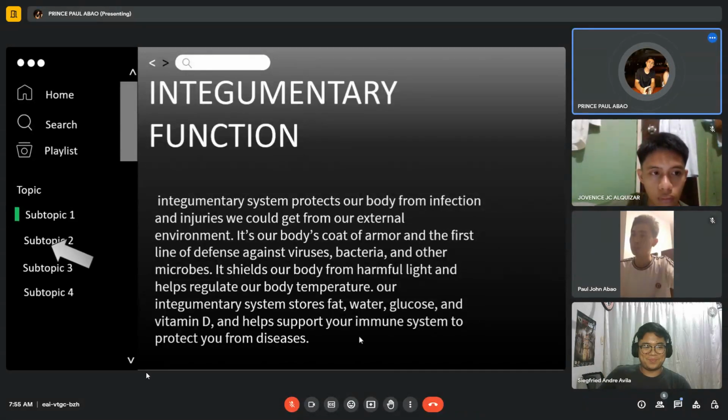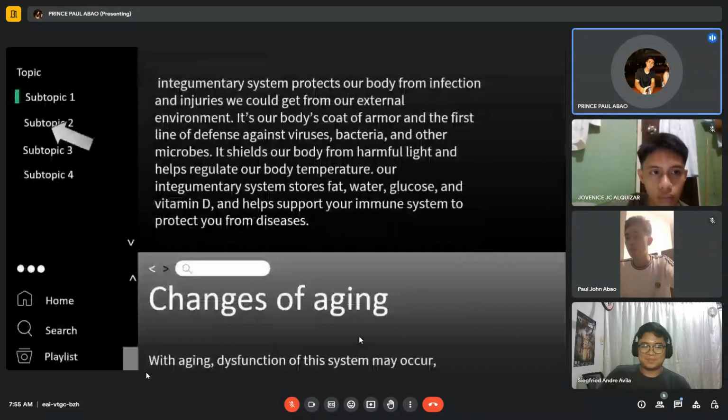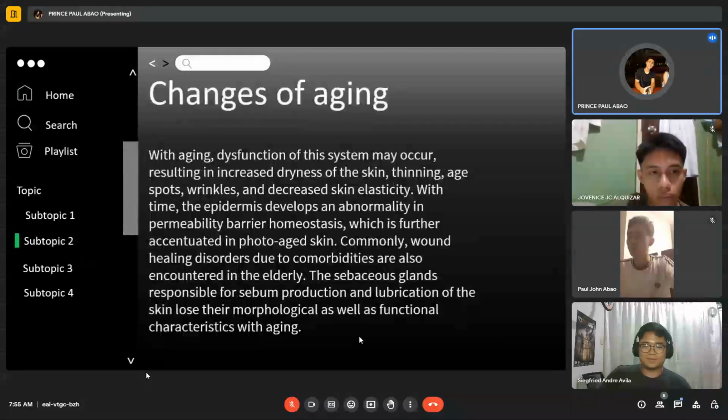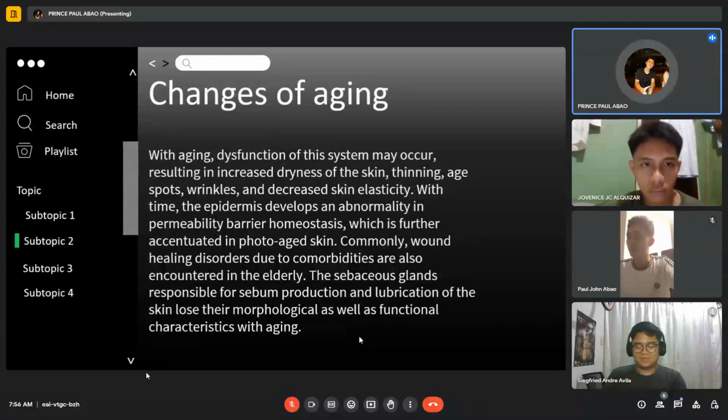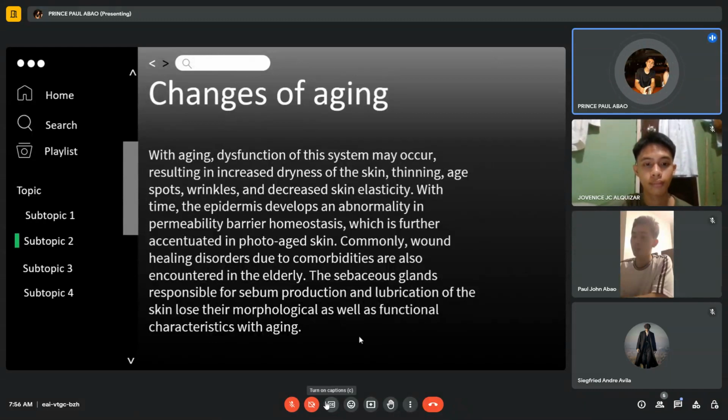Subtopic 2 is the changes of aging. With aging, dysfunction of the system may occur, resulting in increased dryness of the skin, thinning, age spots, wrinkles, and decreased skin elasticity. With time, the epidermis develops an abnormality in permeability barrier homeostasis, which is further accentuated in photo-aged skin. Commonly, wound healing disorders due to comorbidities are also encountered in the elderly. The subcutaneous glands responsible for sebum production and lubrication of the skin lose their morphological as well as functional characteristics with aging.